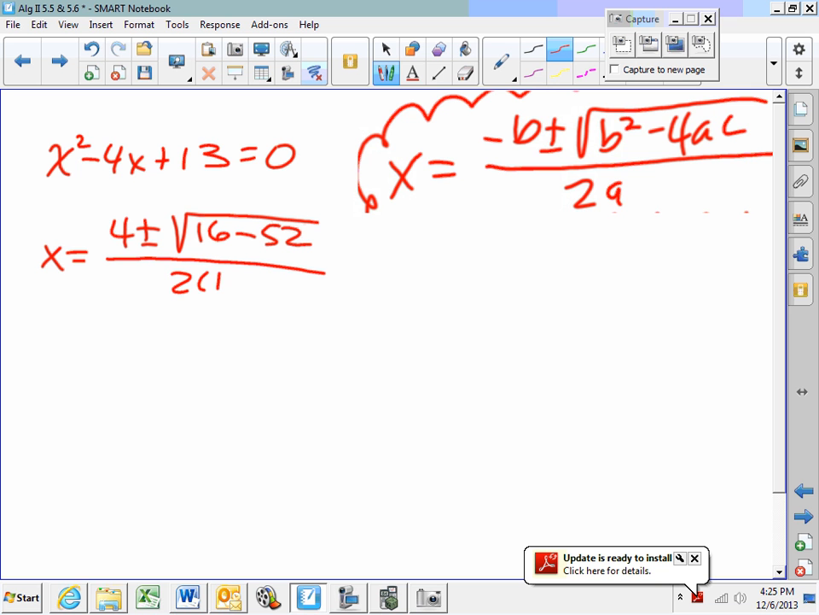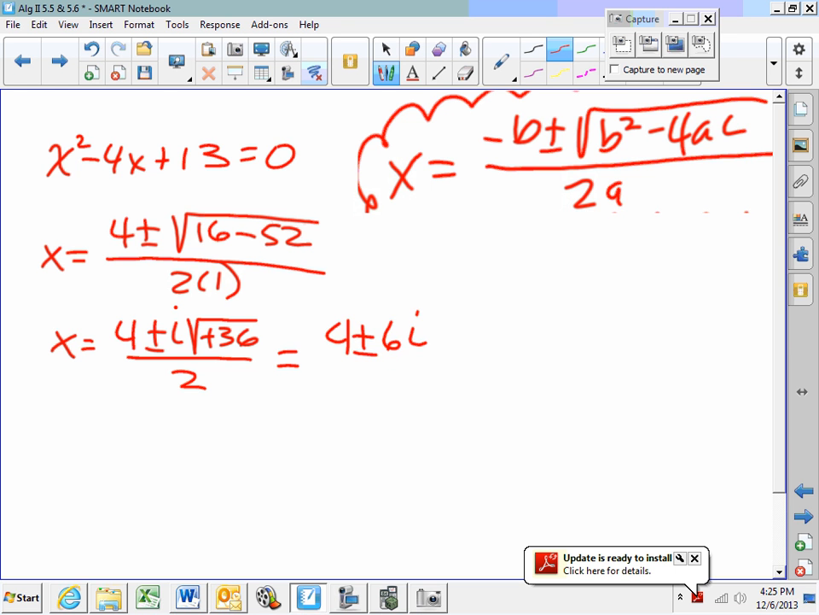2 times 1. Now 16 minus 52 is negative 36. So we get x equals 4 plus or minus square root negative 36 over 2. Now you learned in an earlier section that when you have a negative sign under a radical, it comes out as an i. So this becomes 4 plus or minus i radical 36, and then of course the square root of 36 is 6. So we get 4 plus or minus 6i over 2.